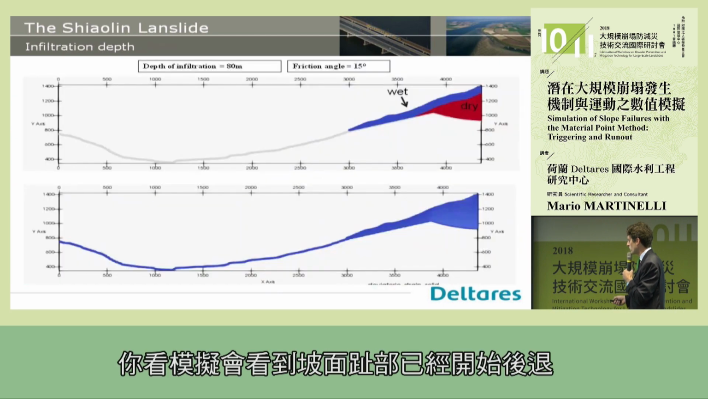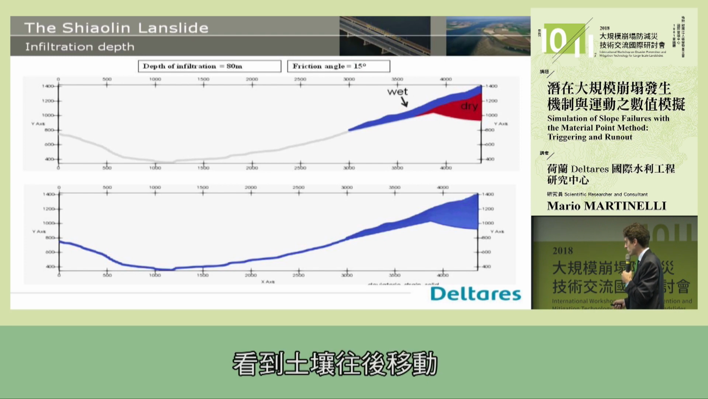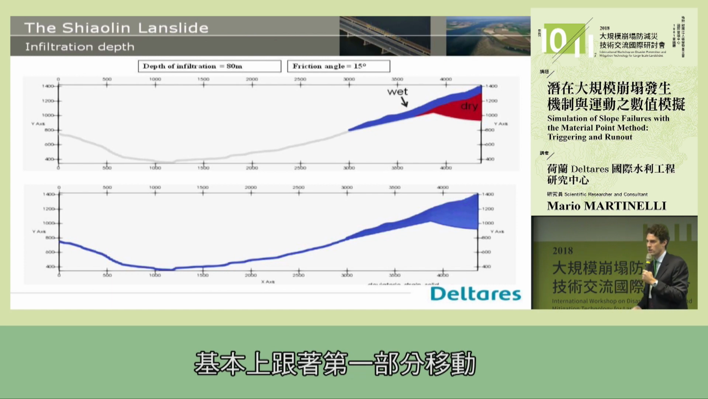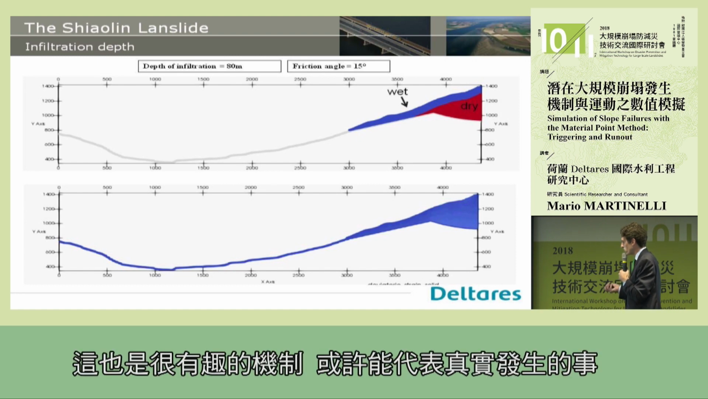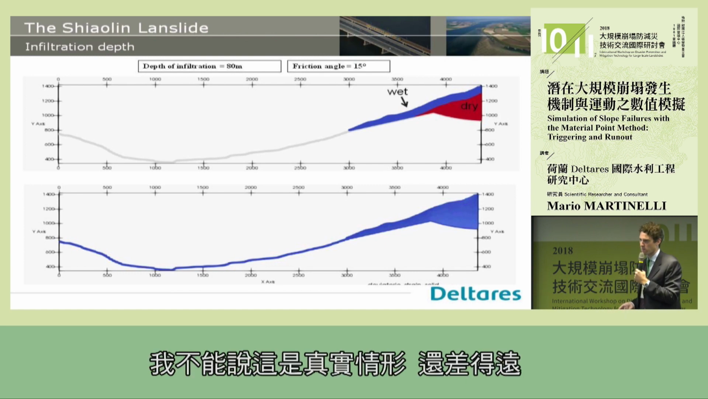And of course, if you see the simulation, the toe of the slope starts moving, and then you see some movement of the soil backward, which basically follows the first part that is moving. So this is also an interesting mechanism that may represent what happens in reality, but I am very far from saying that this could be a realistic scenario.